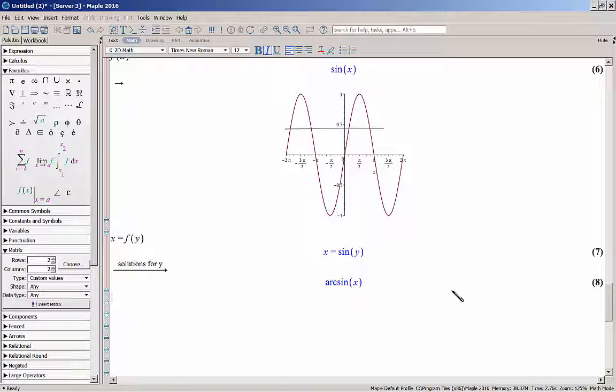This function has been programmed into most computer systems like this. It has the name arcsine, and Maple recognizes this notation, sine minus 1 of x. It recognizes that to mean arcsine. And so all of the trig functions have their inverses in this fashion. Arcsine, arccosine, arctangent. They all mean inverse function.